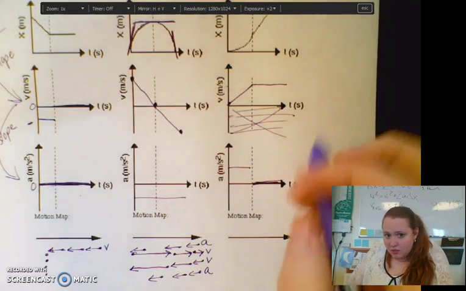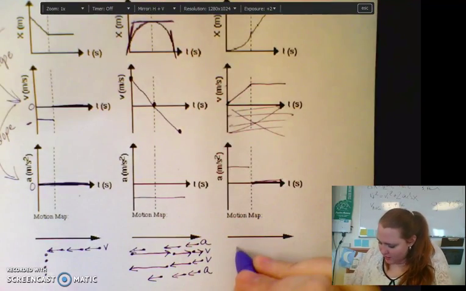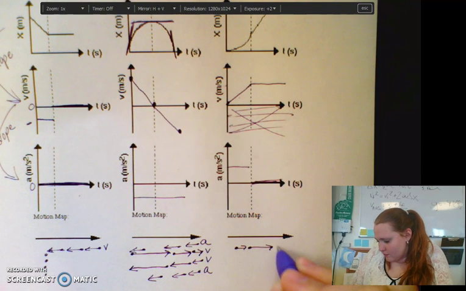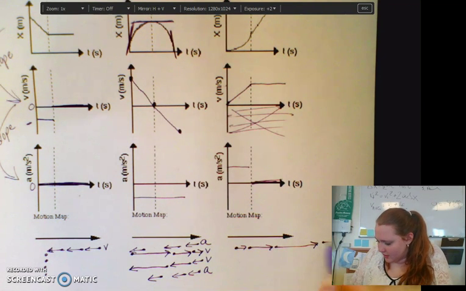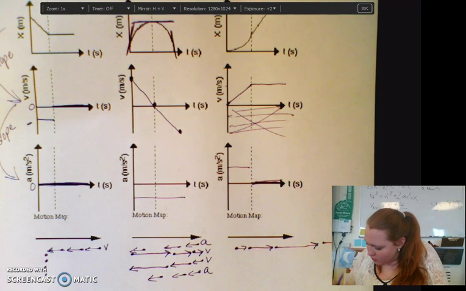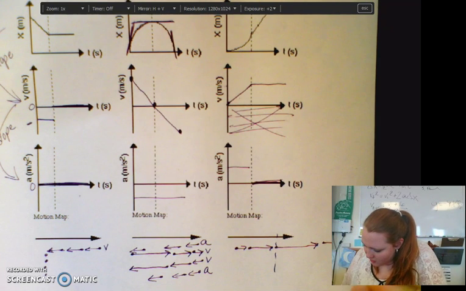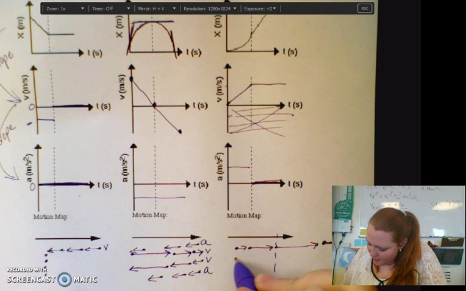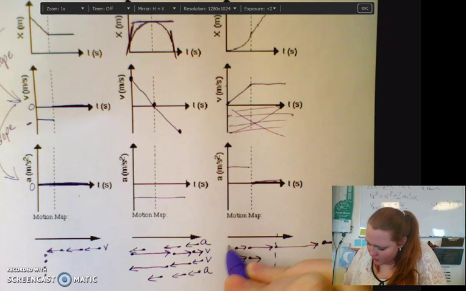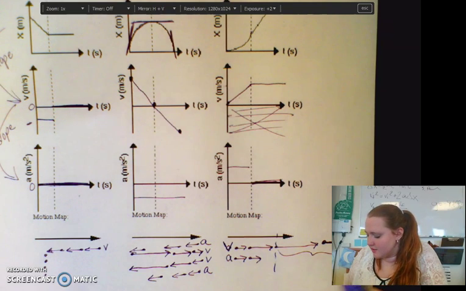For this last one, we are speeding up to the right, and then we're staying at a constant speed. So really I should have drawn more than one arrow here. Let's just say both of these are constant. Now while I'm speeding up, my acceleration vectors go in the same direction. And then here I have a constant speed, so no acceleration.